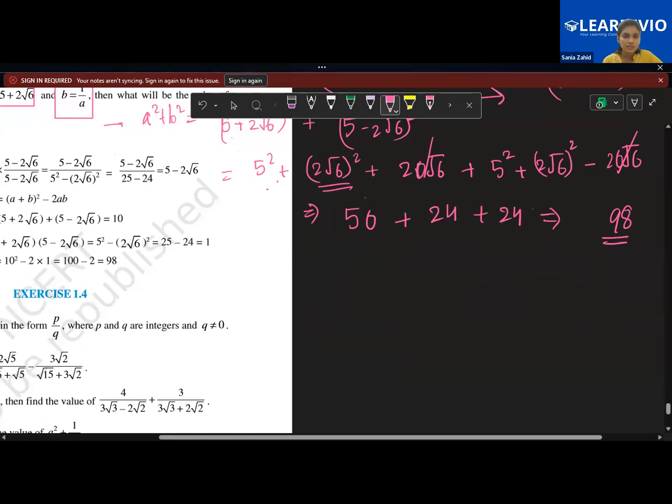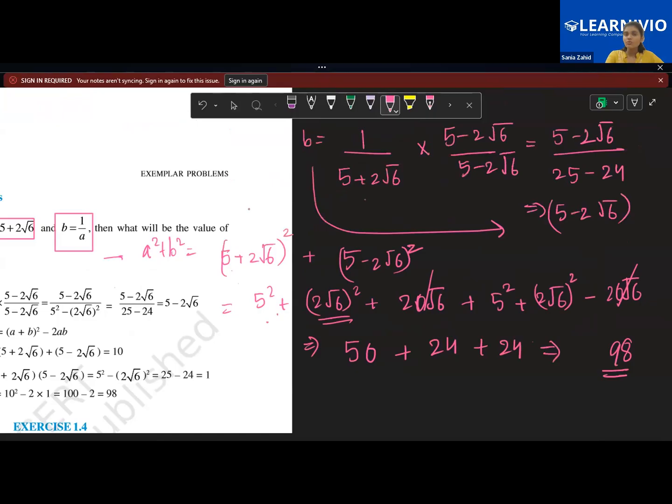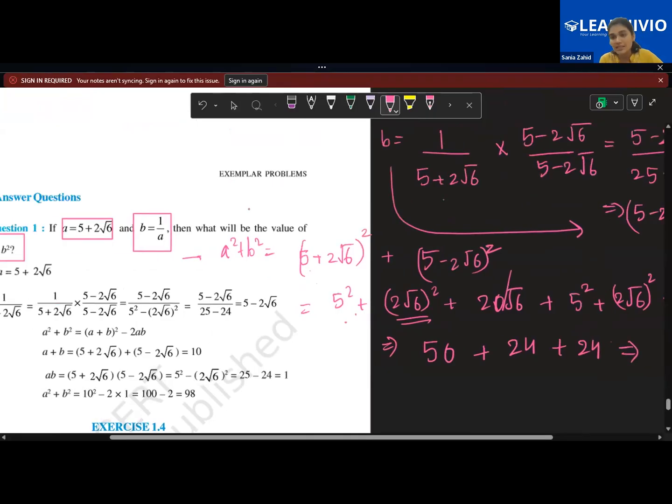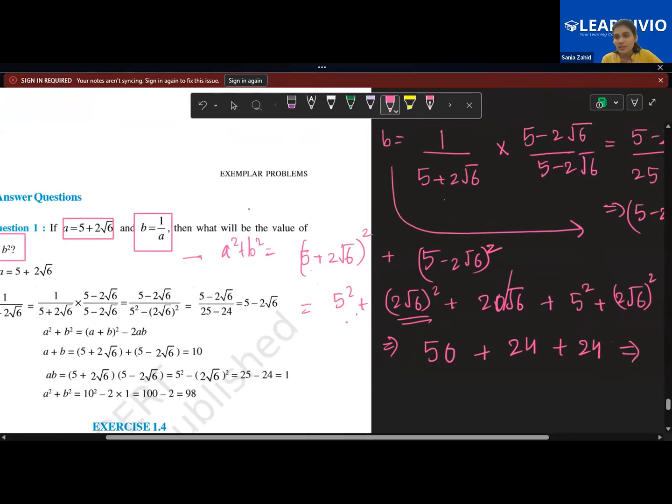Children, just understand once again what I have done. The values of two variables were given to me. What are the variables? A and B. The value of A is 5 plus 2 root 6 and the value of B is 1 by A. So 1 by A, first of all, you define the value. Wait, Vidal, I'll give you time to note down. First, listen very carefully. So the value of B, first of all, you will try to find out. That's 1 by A, that's 1 by 5 plus 2 root 6.